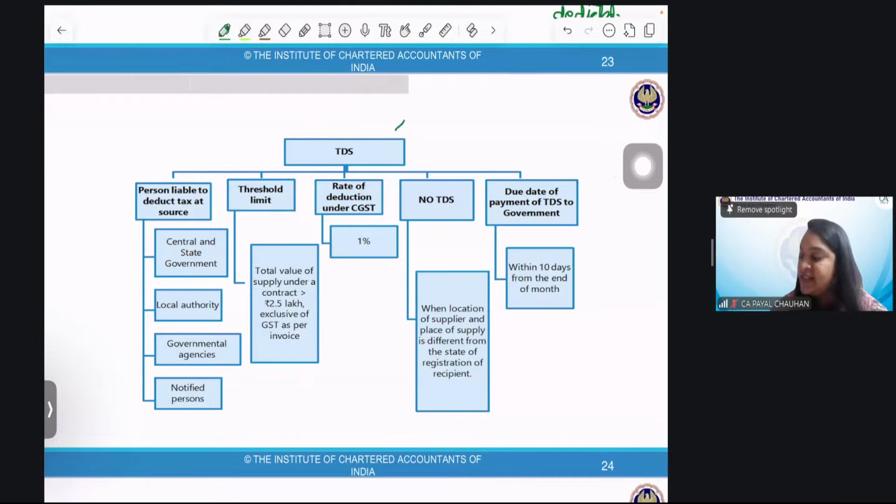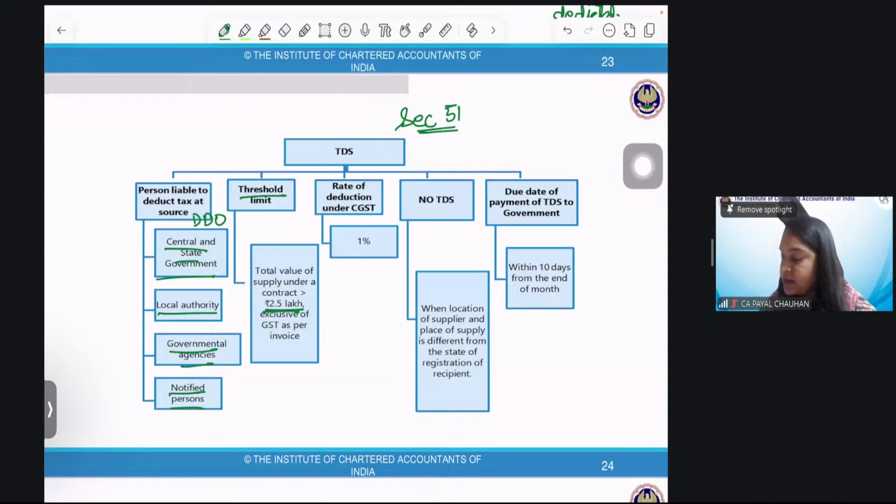First of all, we'll revise the section. Who will mention the section to me? See, we've completed. Yes, 51, everyone. So good, so good. Perfect. Now, that's a summary recap. We'll complete it. Very good. See, persons liable to deduct tax at source. Who are they? Those are DDOs. We all know: central and state government, local authority, government agencies, and notified persons. Perfect. Then, threshold limit. It should exceed 2.5 lakh, and in that value the taxes will not be included.